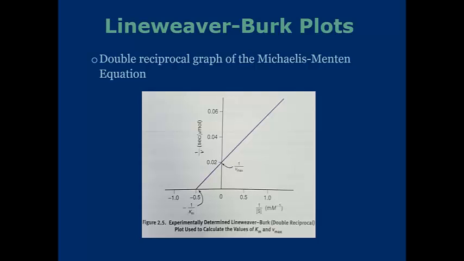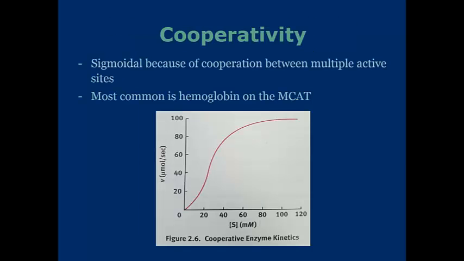Well, it's linear for starters, which makes it a little bit easier to analyze the data. Also, the MCAT is going to ask for certain quantities, such as what the slope of this equation is. You can figure this out just by manipulating the Michaelis-Menten equation, though.